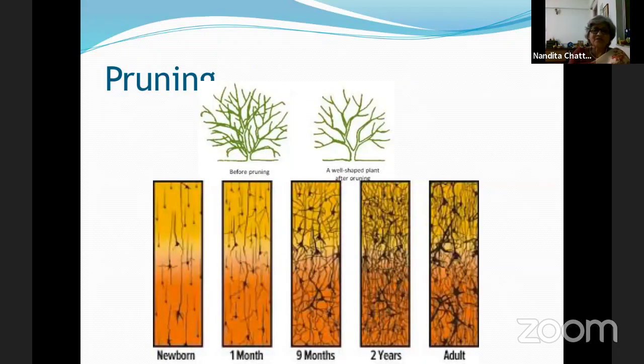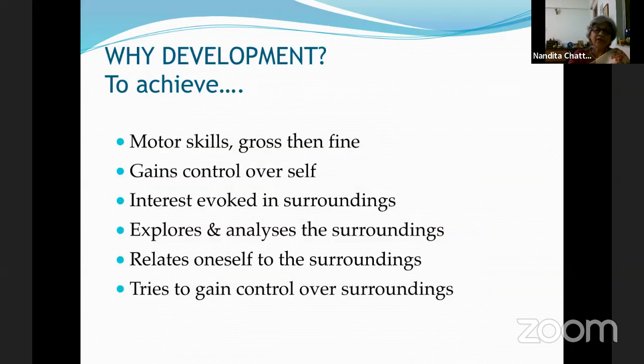This picture shows you what I was telling you about pruning. The picture on top, this is about pruning a plant. And in the brain, it's something similar. See, the neurons are increasing till about 2 years, and then there is pruning to give rise to this final adult picture. Next slide. Okay.